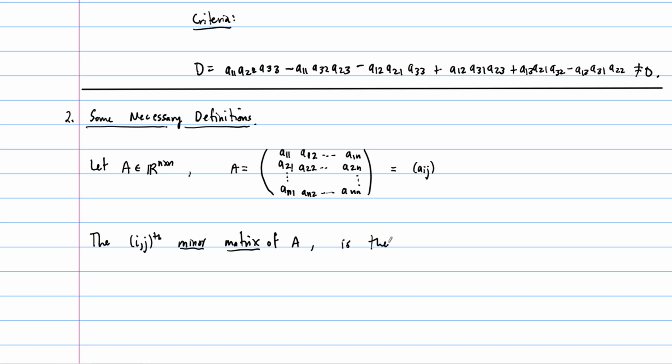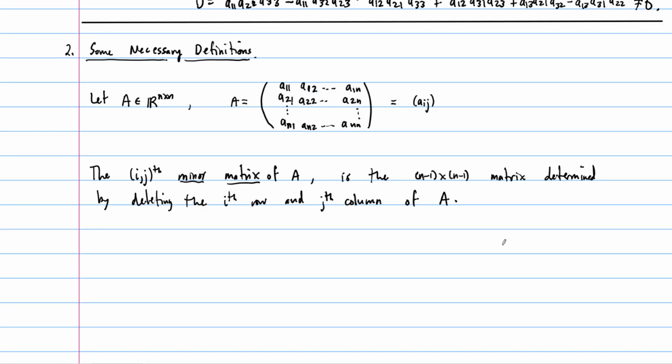So this is the n minus 1 by n minus 1, so it's one less row, one less column matrix, determined by deleting the ith row and the jth column of A. We'll also do this by example, but the idea is if you wanted, say, the minor for 2, 2, then you would delete the entire row that it lives in, the entire column that it lives in, and then collapse everything else into a single matrix. Okay, so that's the idea.